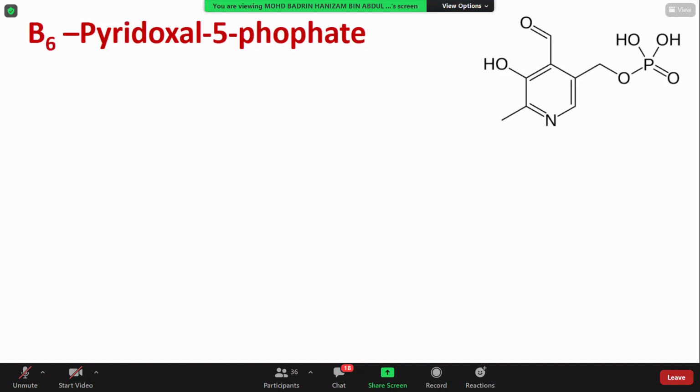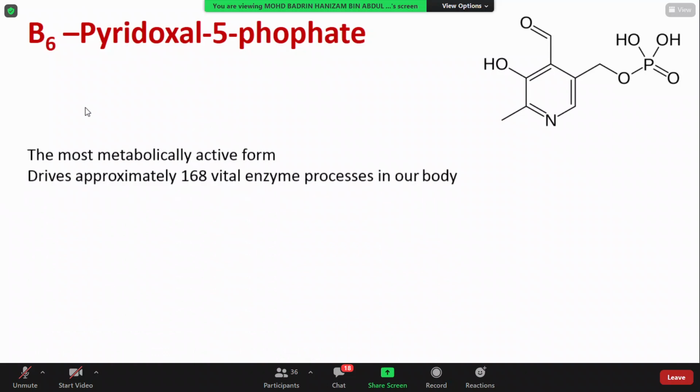We go one by one. We first start with pyridoxal 5-phosphate.